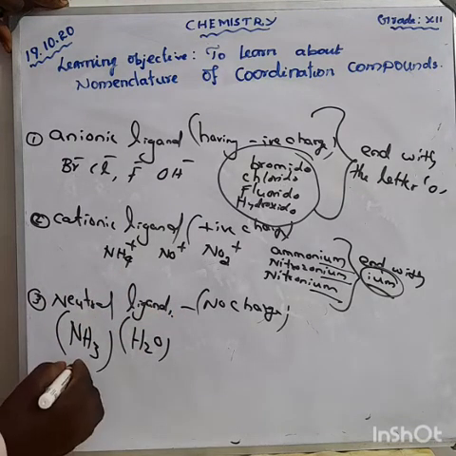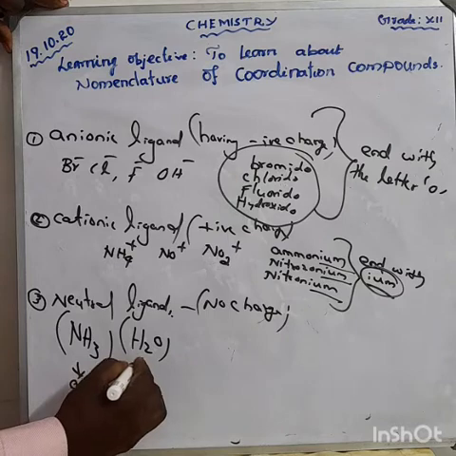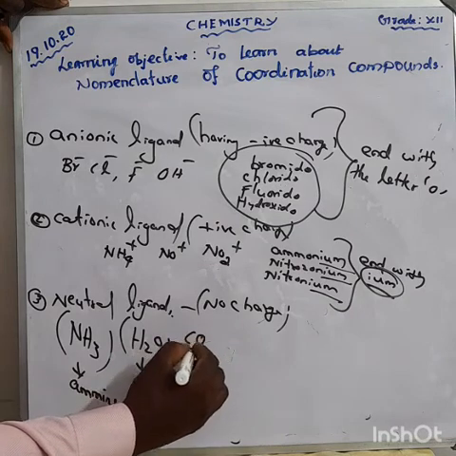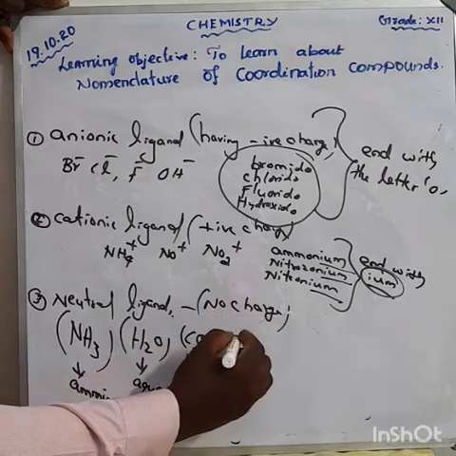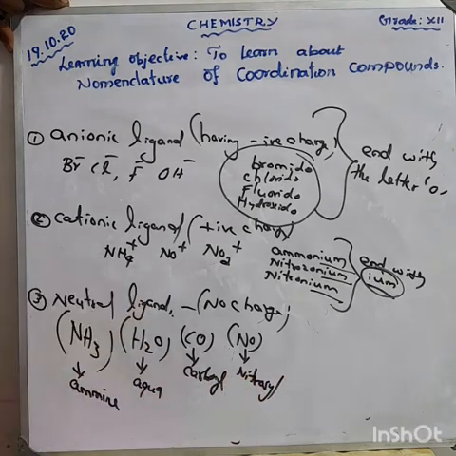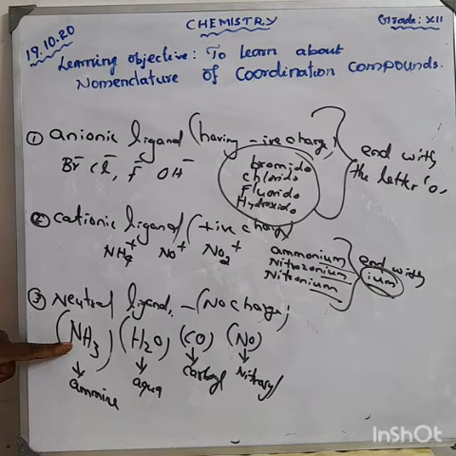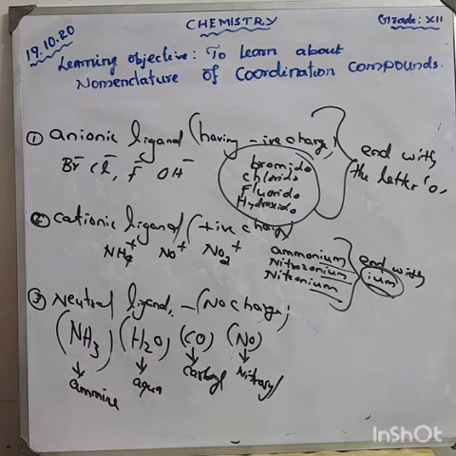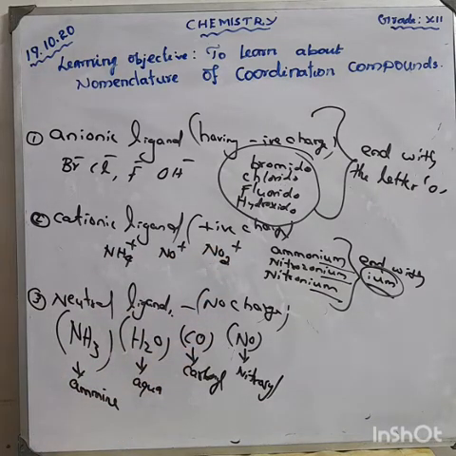Amine. That is amine. Water can be written as aqua. CO is carbonyl. NO is nitrosyl. These are some examples. NH3 is written as amine, H2O is aqua, CO is carbonyl, and NO is nitrosyl. These are the rules about the naming of ligands.